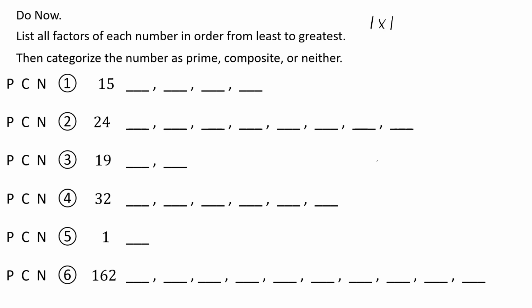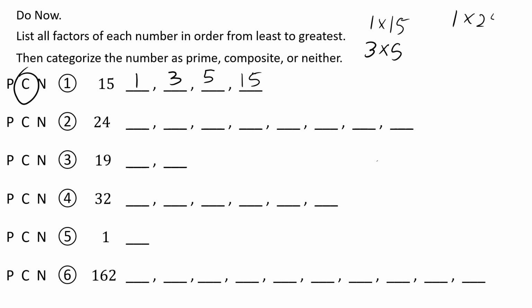For 15, I can do 1 times 15, place the 1, place the 15. I can also do 3 times 5, place the 3, place the 5. That is a composite number because there are more than 2 factors.